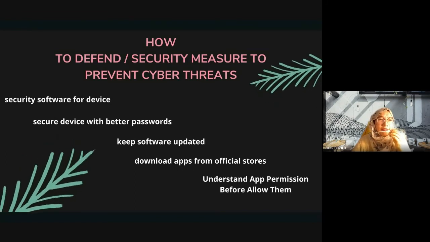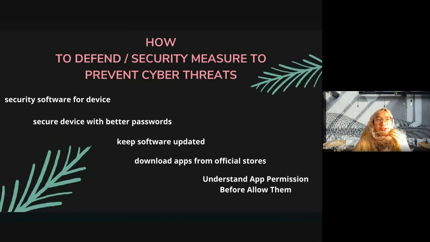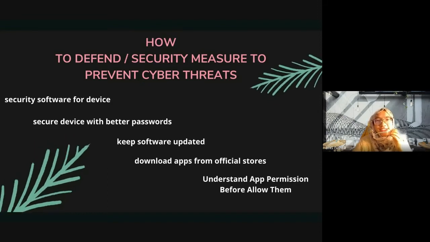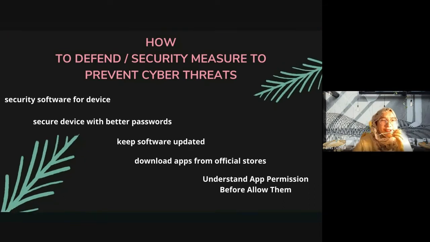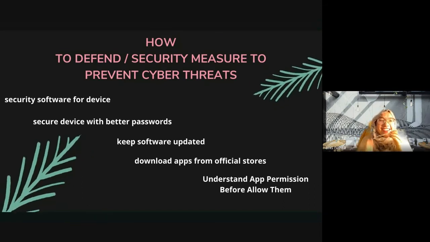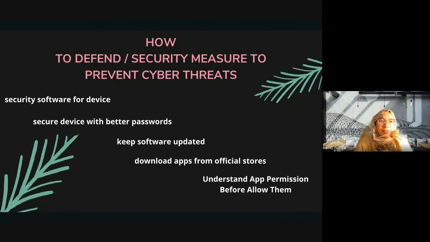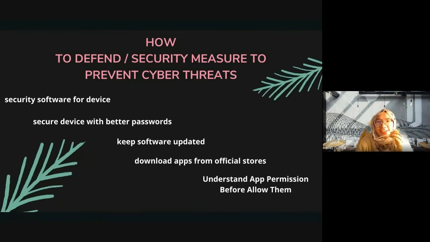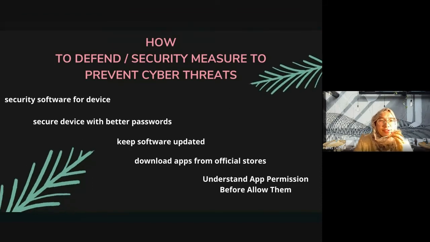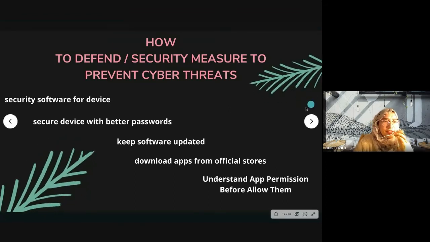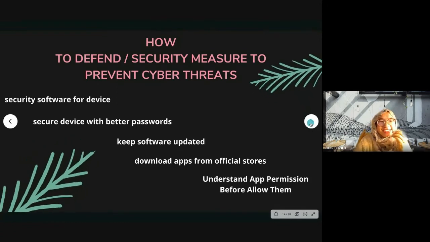After this, we must try to understand the app permissions before allowing them. Yes, we don't read the long terms and whatsoever. We just agree. But from now on, if an app requests permissions, for example a calculator app that suddenly asks for permission for contacts and SMS, which is not related to the app, be careful. Don't allow that. And that's all for security measures.